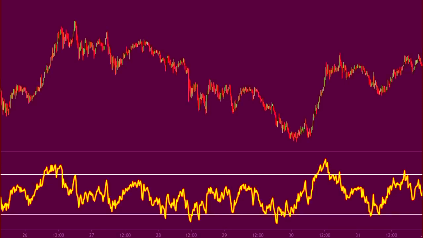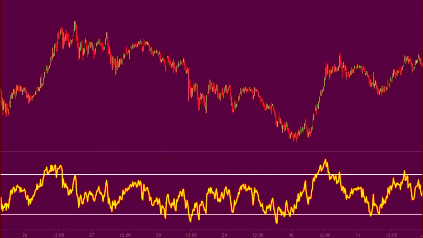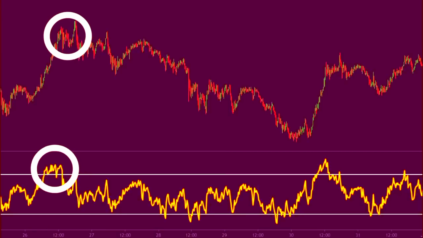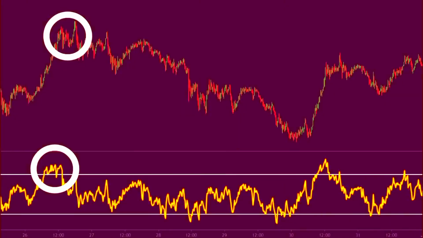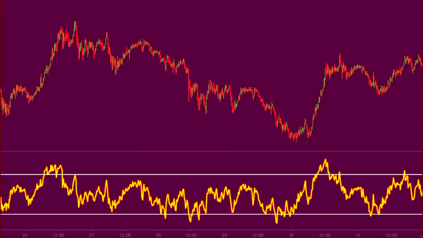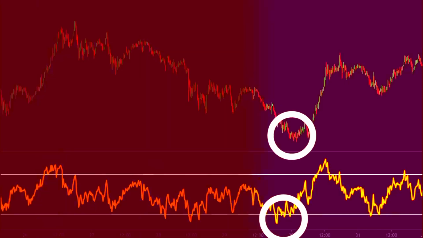The RSI is an oscillator. Hence, the value of the indicator is always between 0 and 100. Generally, when the RSI is above 70, it is considered to be in an overbought condition. This means that the price has become expensive and we can expect a down move. On the other hand, when the RSI is below 30, it is considered to be in an oversold condition.